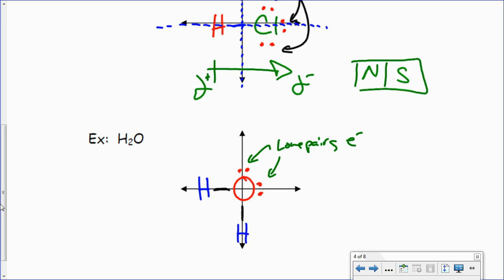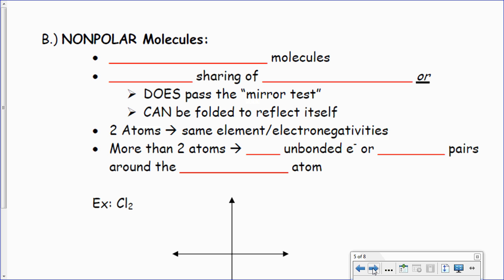And you can see here that we're definitely not going to pass the mirror test. If we cut the molecule along the x-axis, you can see the top and bottom are not the same. And even furthermore, if we cut it along the y-axis, you can see the left and the right are not the same. So this is a polar molecule, not symmetrical. Not symmetrical means polar. Okay, so let's move on to a couple more examples here.